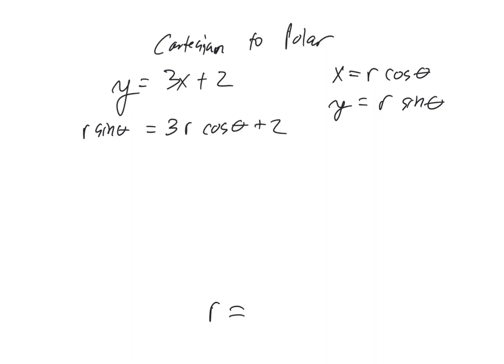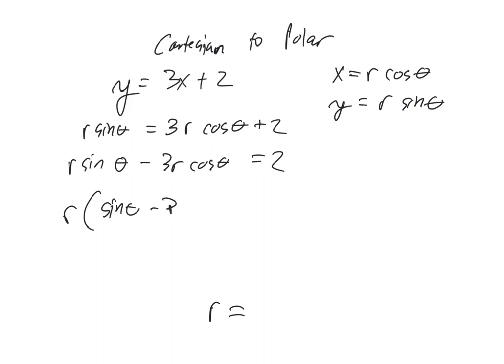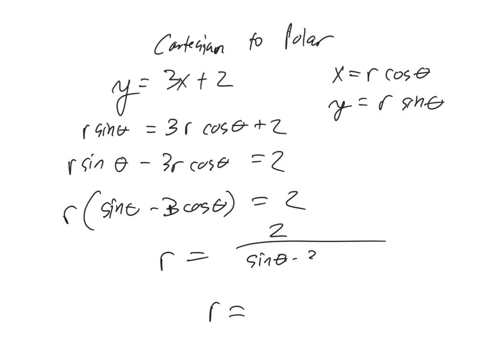I'm going to move my r's all to one side. r sine theta minus 3r cosine theta equals 2. Factor my r out: r times (sine theta minus 3 cosine theta) equals 2. So r equals 2 over (sine theta minus 3 cosine theta). And if I went to Desmos and typed that in, it would give me a straight line, because y equals 3x plus 2 is a straight line. So that's converting from Cartesian into polar.